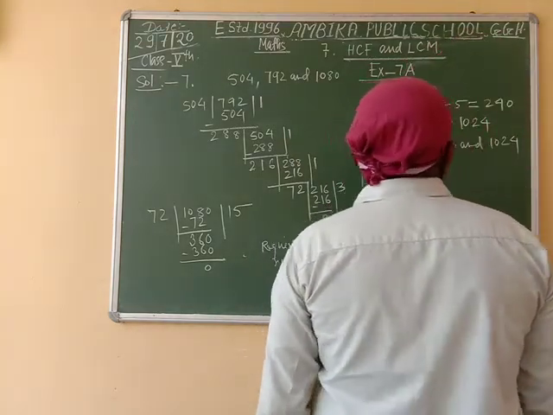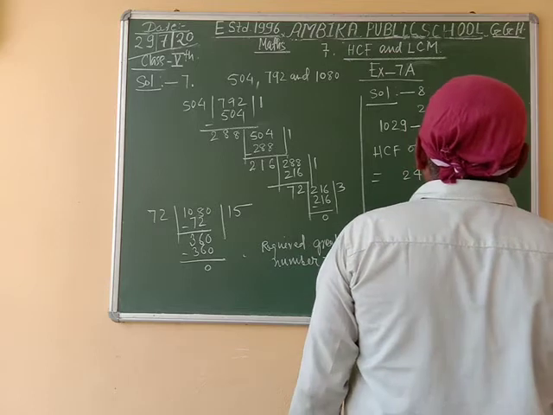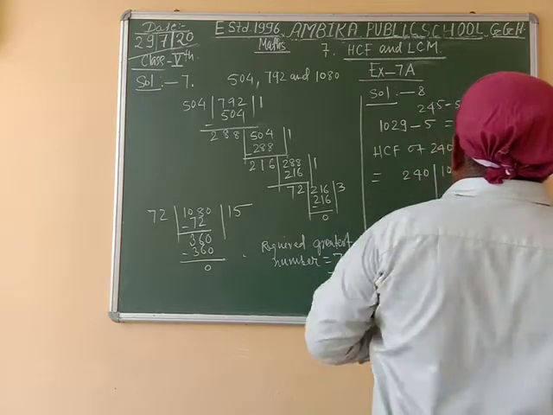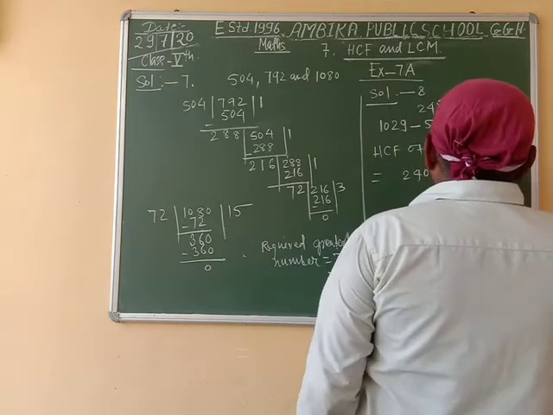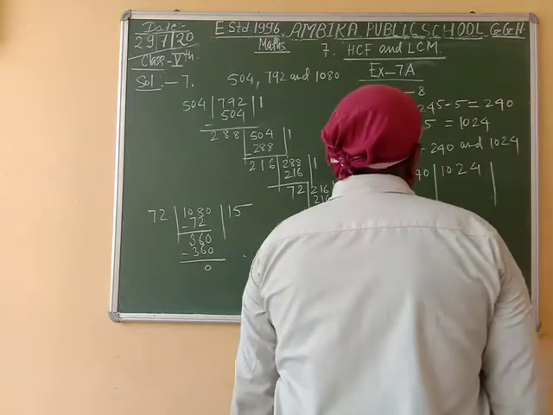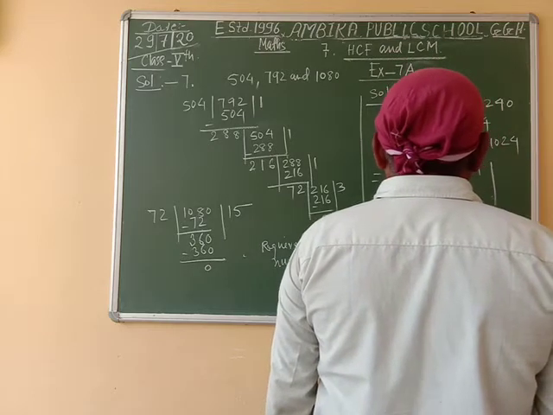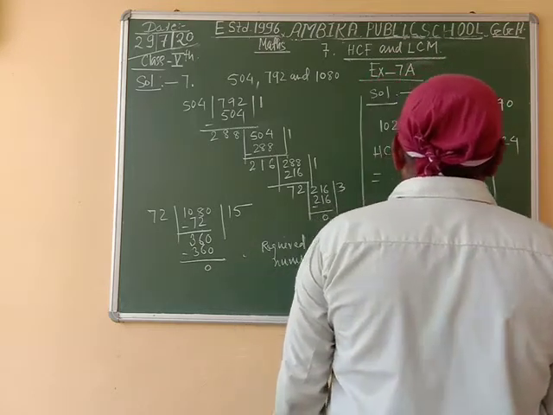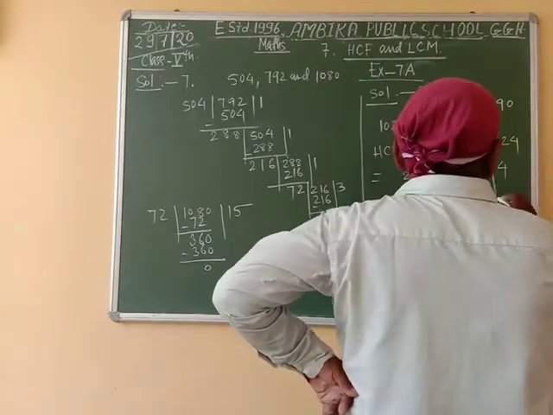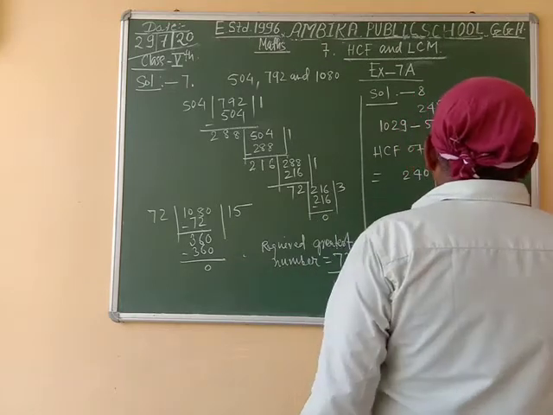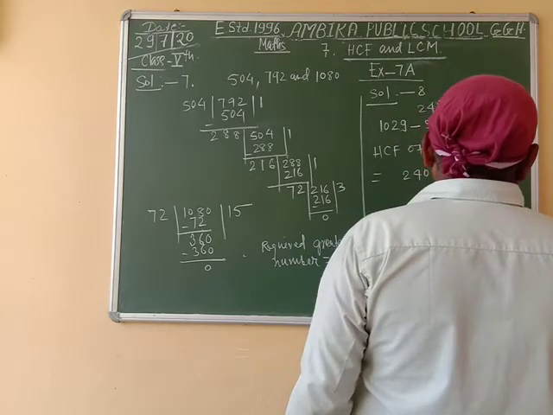So first of all we divide 1024 by 240. HCF of 240 and 1024. 240 times 4 is 960. On subtracting, the remainder is 64.